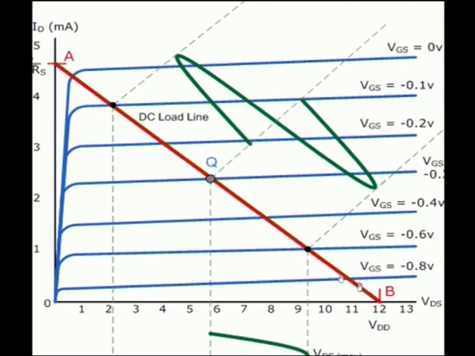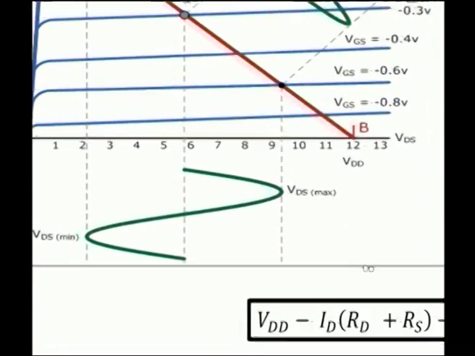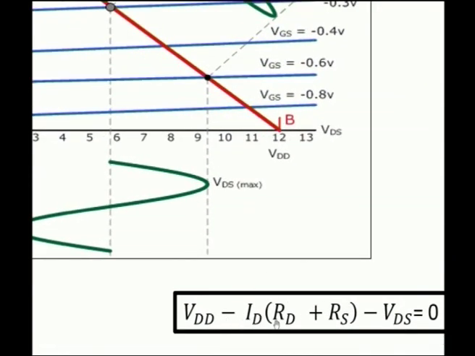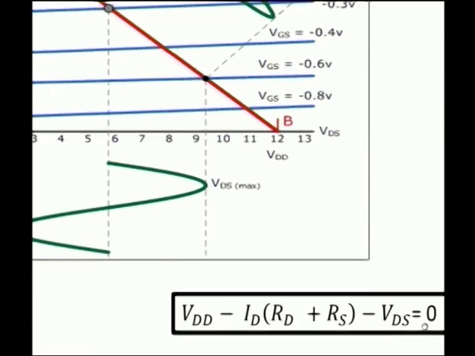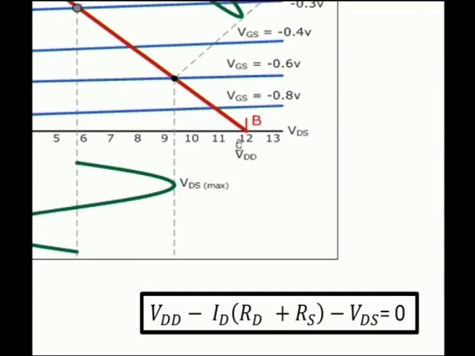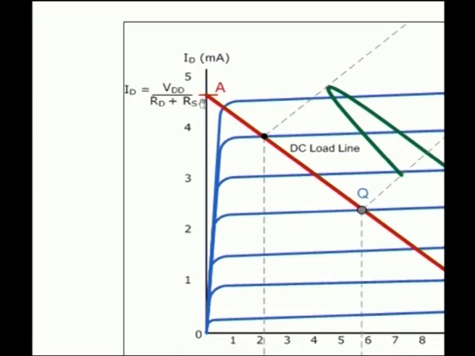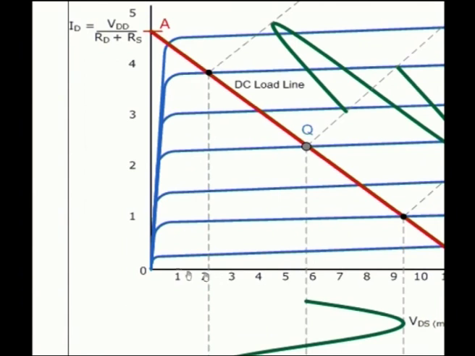And how will you draw the DC load line? From the equation which we have derived, VDD minus ID into RD plus RS minus VDS is equal to 0. So, whenever you want to have a point at the x axis, keep the y axis value, that is ID, equal to 0. If ID equal to 0 in this equation, you will have VDD equal to VDS. So, this is one point, point B at the x axis, and if you want a point at the y axis, keep the x axis parameter 0.